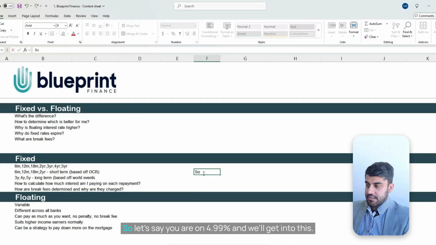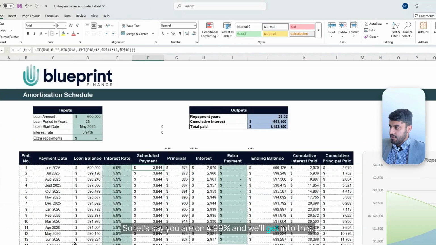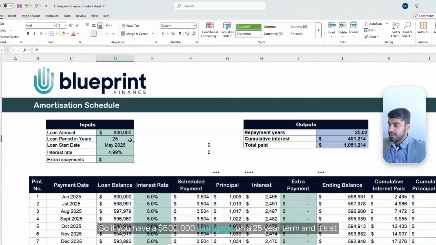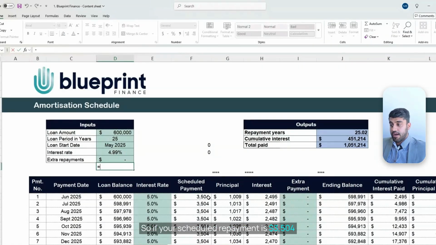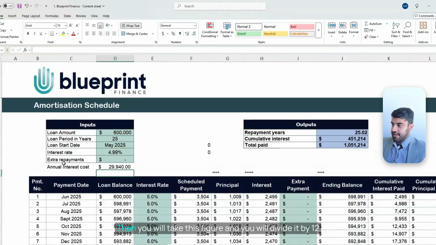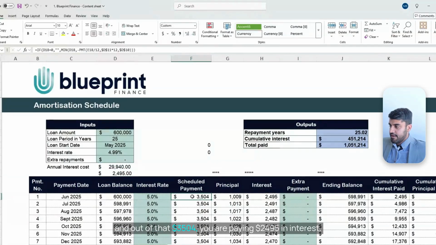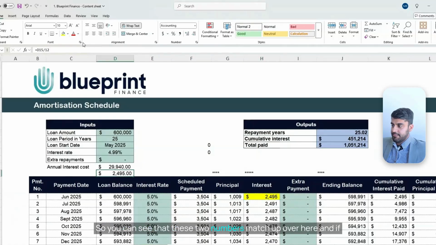When it comes to calculating how much interest you're paying on each repayment, it's really simple with a fixed loan. So let's say you're on 4.99%, and we'll get into this. If you have a $600,000 mortgage on a 25-year term at 4.99 and you want to work out how much interest you're paying, and your scheduled repayment is 3,504 per month, what you're going to do is multiply the loan amount by the rate, and that will give you your annual interest cost. Then you will take this figure and divide it by 12, and out of that 3,504, you are paying 2,495 in interest. So you can see that these two numbers match up over here.